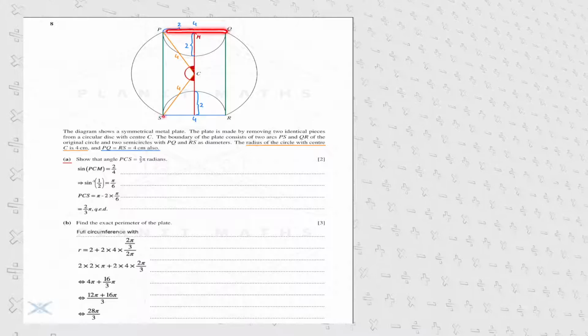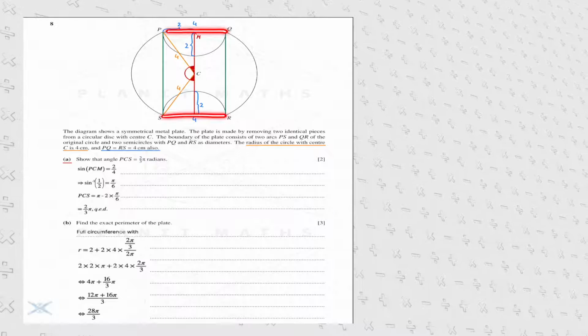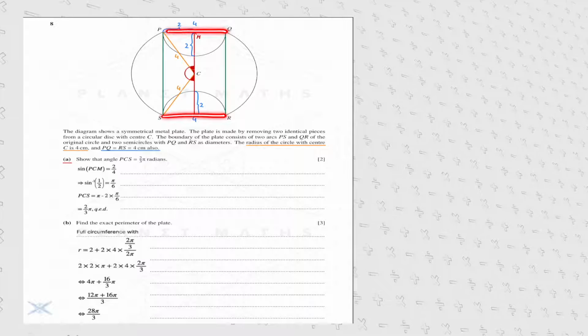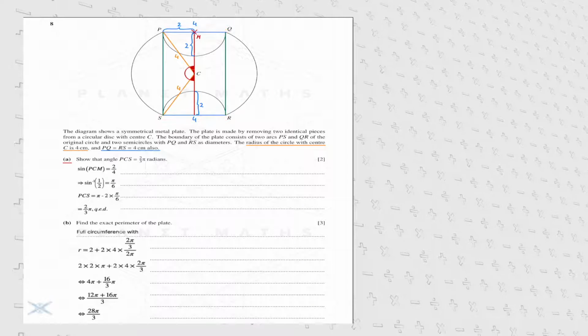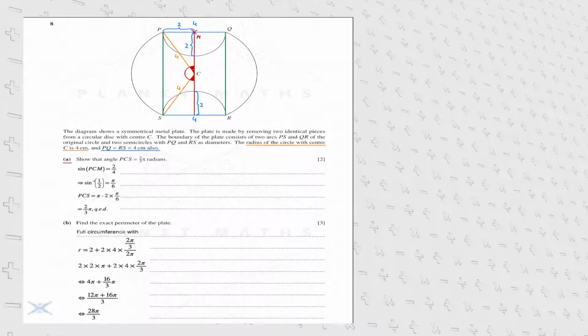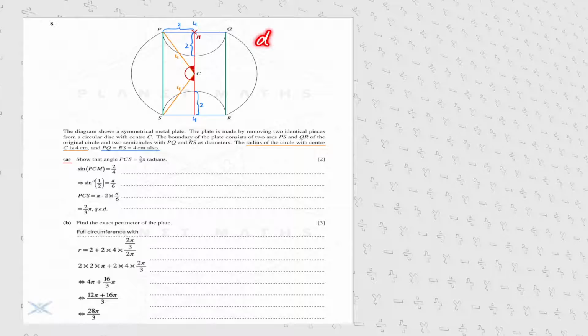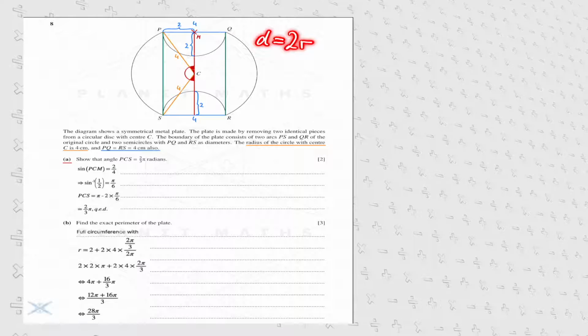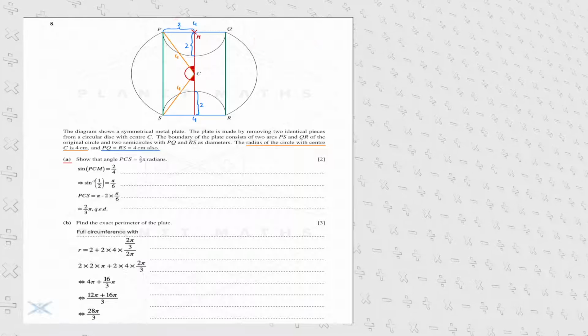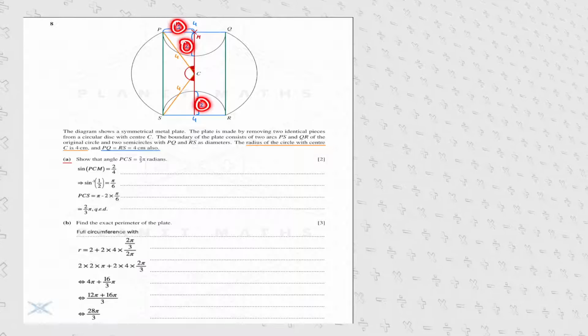Since PQ and RS are 4, the diameter, we can conclude that the radius of both of those semicircles is 2 units long, since the relationship between a radius and the diameter of a circle is that the diameter is twice the size of the radius of a circle. So all of this information has already been incorporated into this graph.